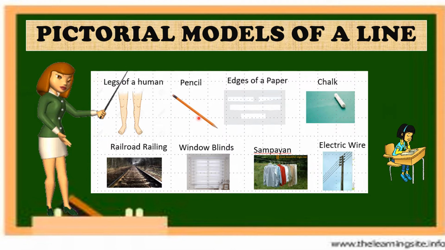Pictorial models of a line: legs of a human, pencil, edges of a paper, chalk, railroad railing, window blinds, sampayan, electric wire.